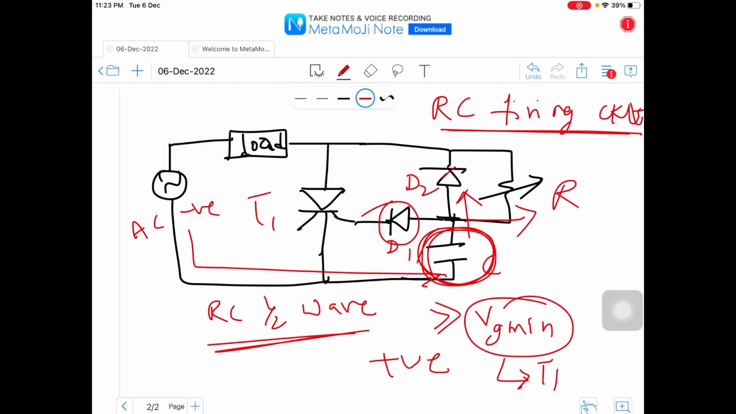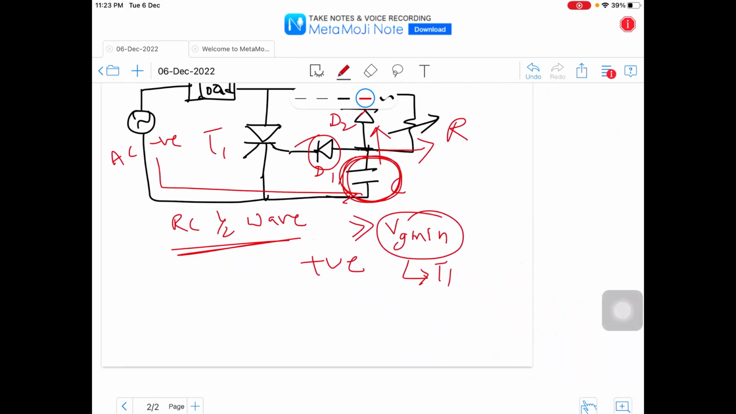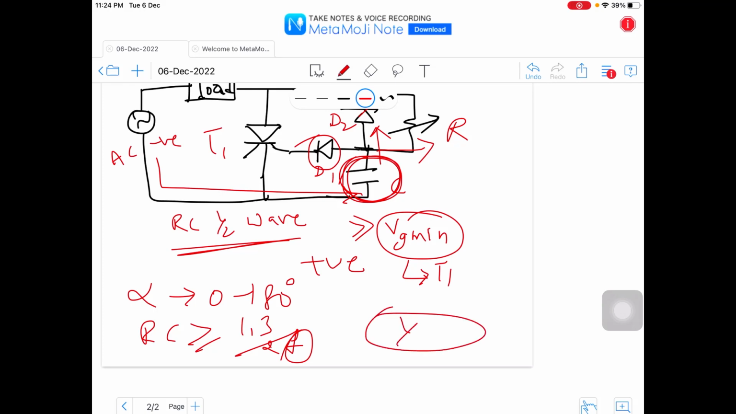By varying the value of the resistance, the triggering angle could vary from 0 to 180 degrees. For the maximum firing angle, RC will be greater than 1.3 divided by 2 times f, where f is the supply frequency. Since the triggering angle is controlled only for one half of the cycle of the supply, this circuit is called a half wave RC firing circuit.